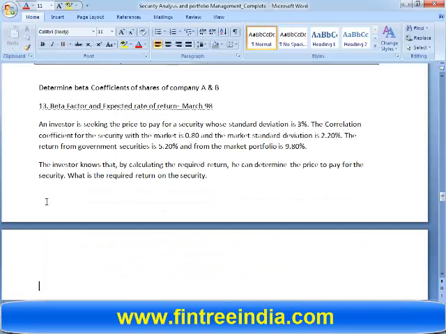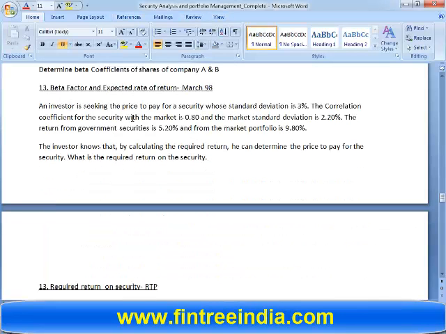An investor is seeking the price to pay for a security whose standard deviation is 3%. The correlation coefficient of the security with the market is 0.80. Market standard deviation is 2.20%. The return from the government security is 5.20 and the market portfolio is 9.80. The investor knows that by calculating the required return, he can determine the price to pay for the security. What is the required return for the security?